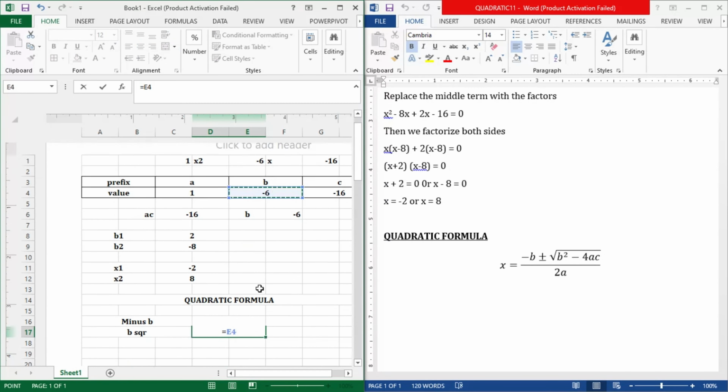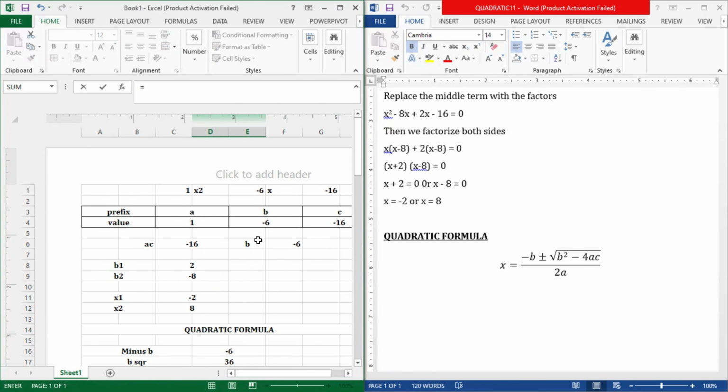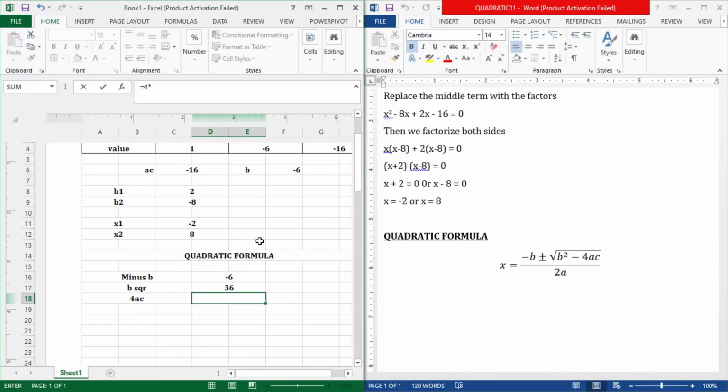Next, we program b squared, which will be equal to b from the table, then use the caret symbol for squaring, which is like an inverted v on the top of the number, then add the power, which is 2 in this case. Next, we program 4ac, which is equal to 4 times a times c. Ensure you take ac from the table or programmed result for ac after the table.